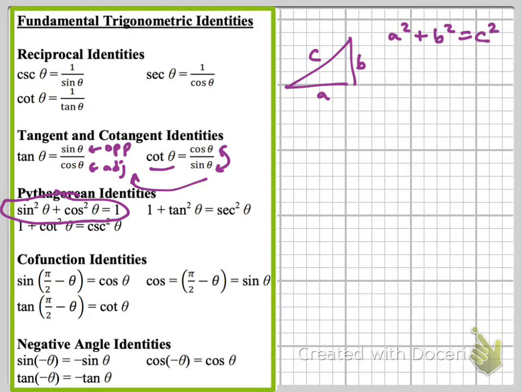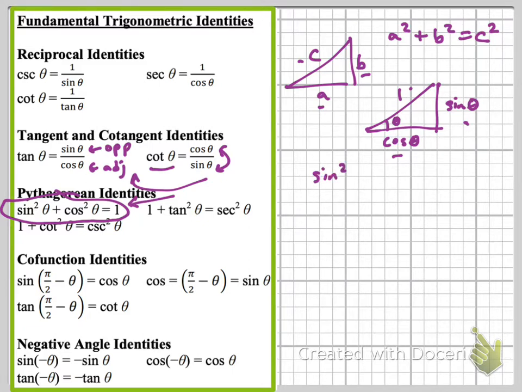Well, if we think about the unit circle, well, the unit circle is because the radius is 1, and let's say this is some angle theta, doesn't matter what it is. We know the vertical side is sine theta, and this horizontal measurement is cosine theta. So if we just, instead of using A, B, and C, use cosine, sine, and 1, we would get exactly this identity written over here.